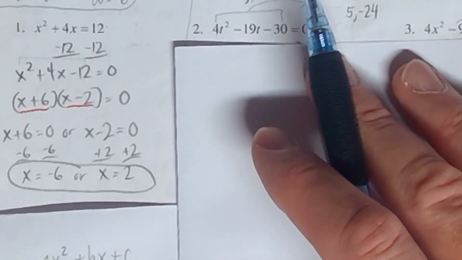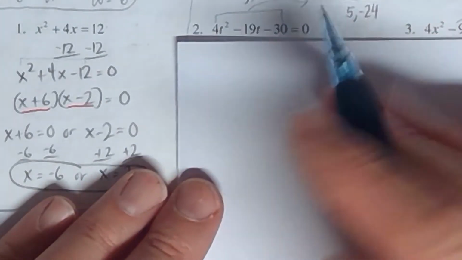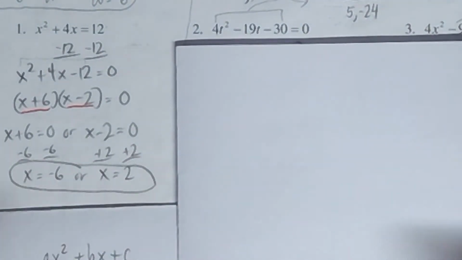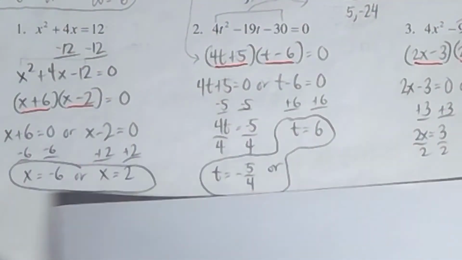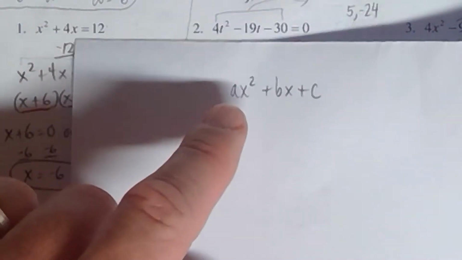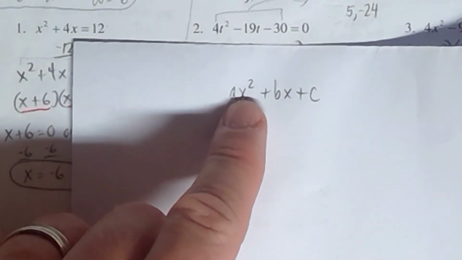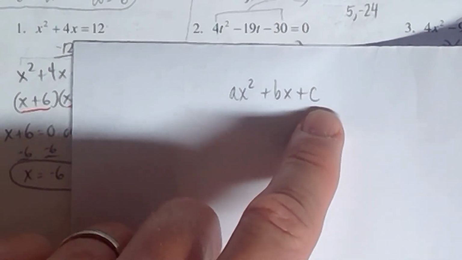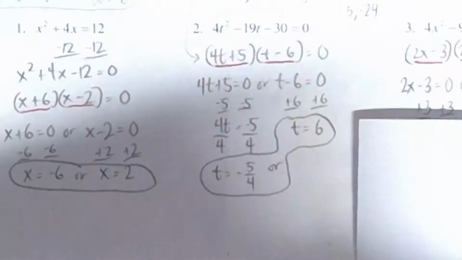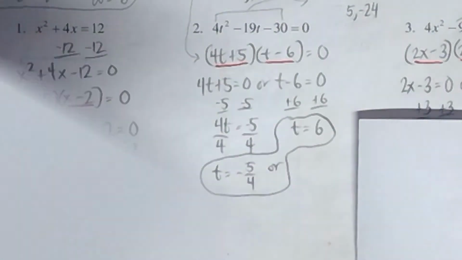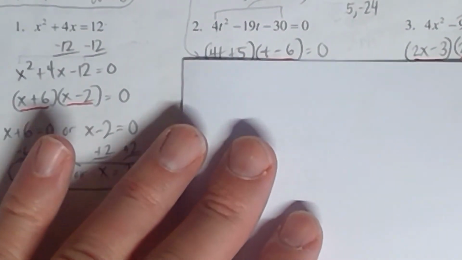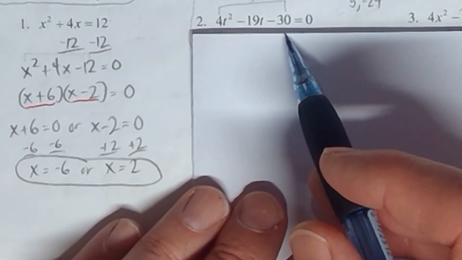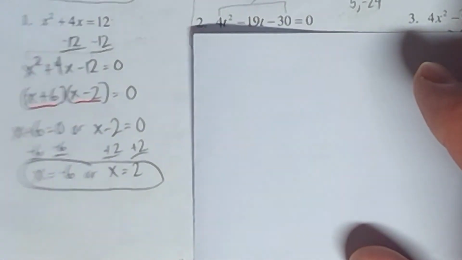Number 2. All the terms are already on one side, and not only are they already on one side for us, but they are in this form here, aren't they? They've got the t squared and then the t to the first and then no variable at all. Okay, so they were nice to us on that one, weren't they? They already set it all up for us. All right, now we just need to factor that.